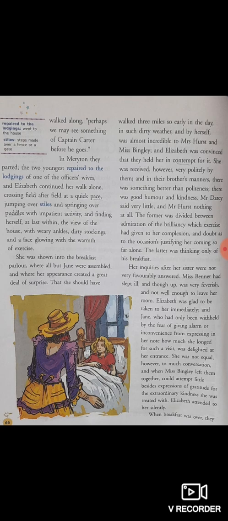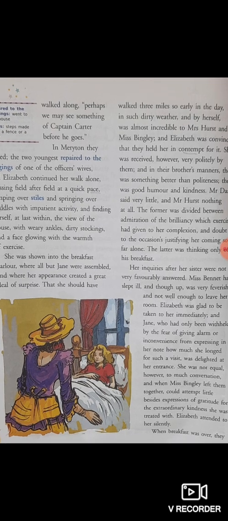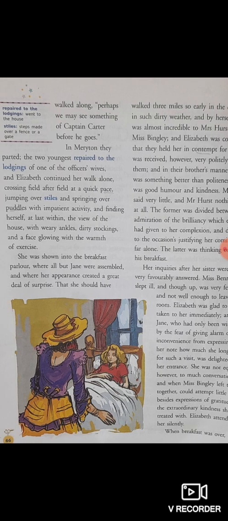And Elizabeth continued her walk alone, crossing field after field at a quick pace. That is, she was taking long steps and jumping over stiles. That is, it's like steps made over a fence or a gate. So she was jumping and walking very fast, stiles and springing over puddles. So there is stagnant water, all the puddles. She was springing means just jumping over it, and impatient with the impatient activity, and finding herself at last within the view of the house, with weary ankles, dirty stockings, and a face glowing with the warmth of exercise.